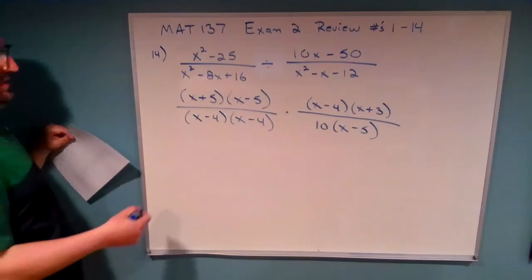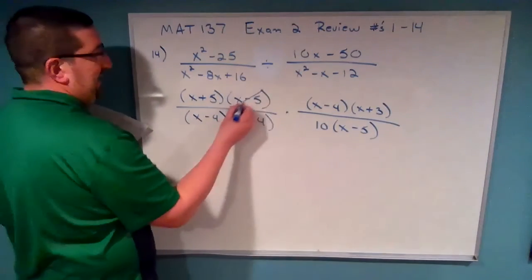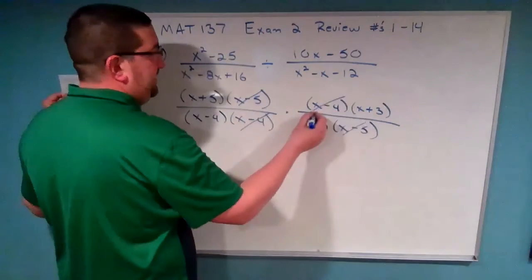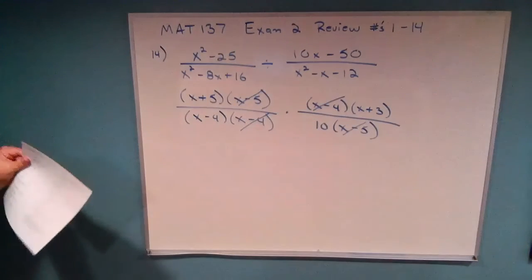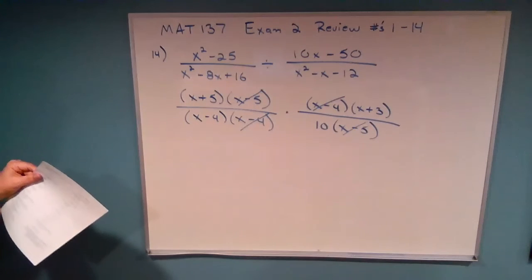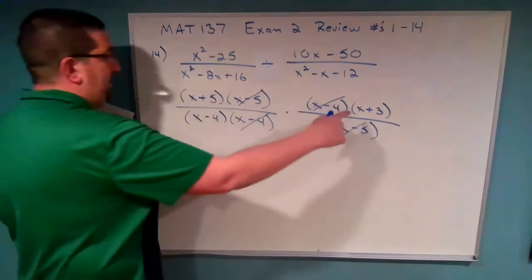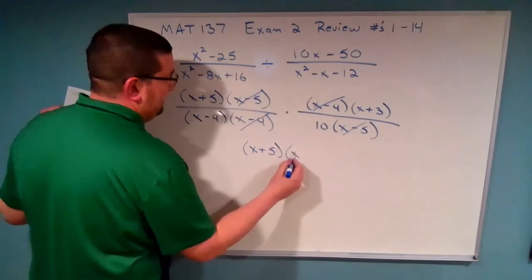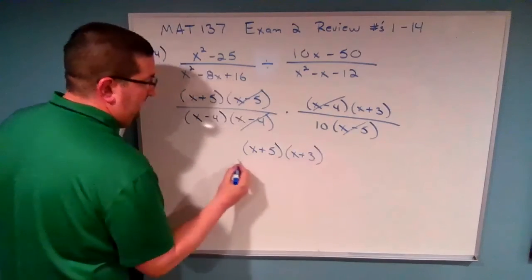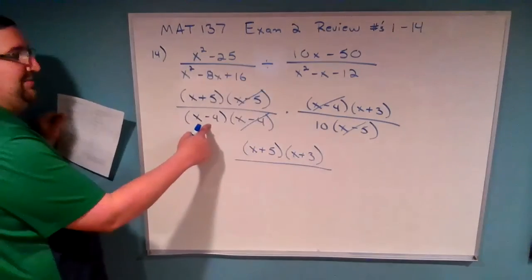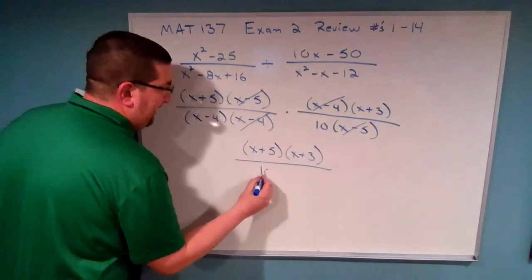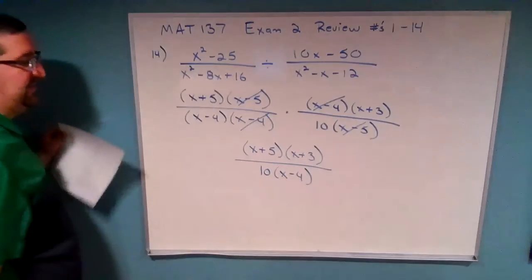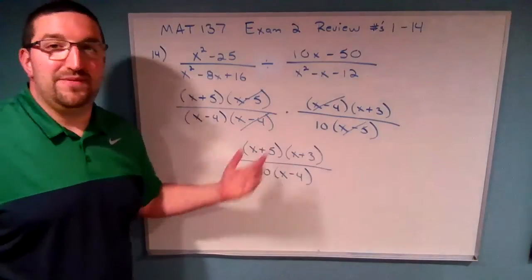Cancel similar things. I see an x minus 5 that cancels. One x minus 4 cancels. And that's all I'm seeing. So what do I have left in the numerator? I have x plus 5 times x plus 3. And in the denominator, I have x minus 4 times 10. I'm going to write that as 10 times x minus 4. That monomial comes first. Nothing else can simplify.